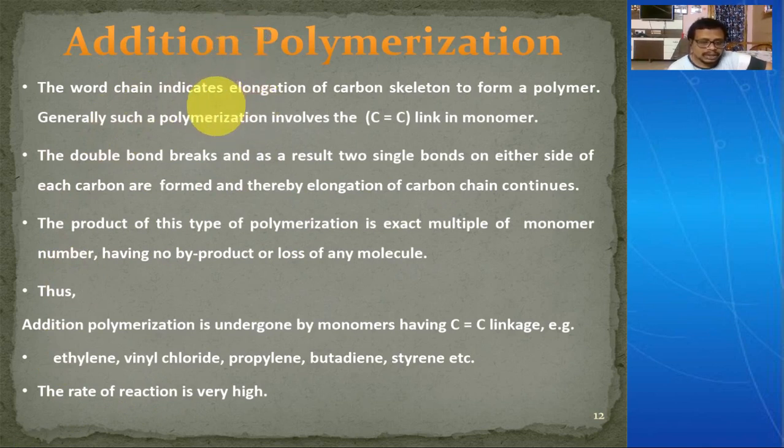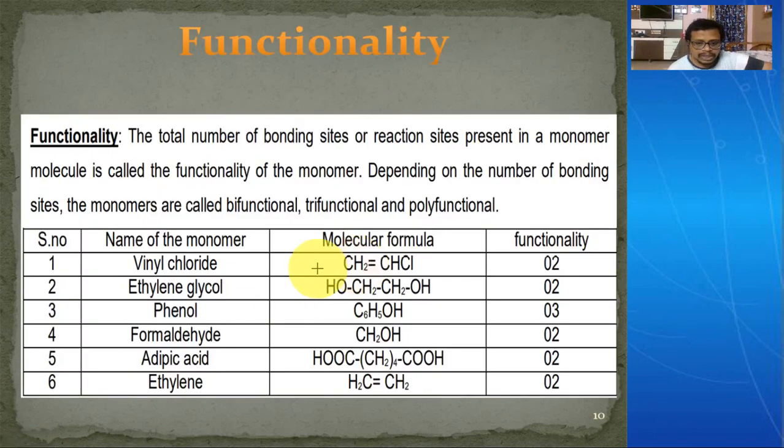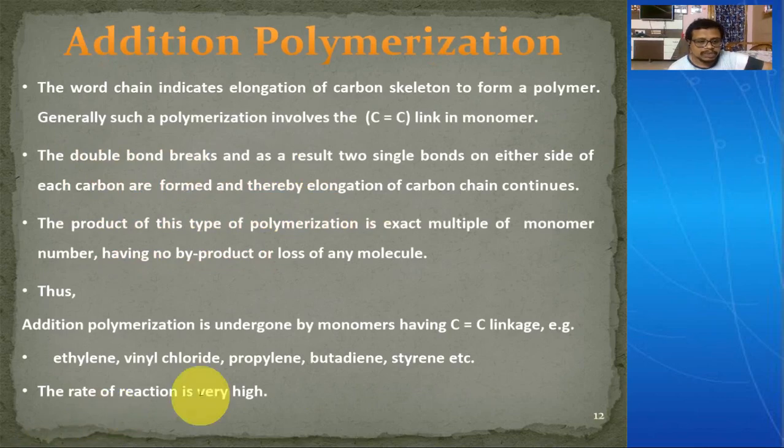The word chain indicates the carbon skeleton of a polymer, and how the chain is going to elongate. The double bond breaks, resulting in two single bonds on either side of each carbon, which form a chain, right? Addition polymerization is undergone by monomers that have a C double bond C or C triple bond C, like ethylene and vinyl chloride, which I showed previously. These form addition polymers. The structure is an elongation of the carbon chain, a linear structure, and the rate of reaction is also very high.